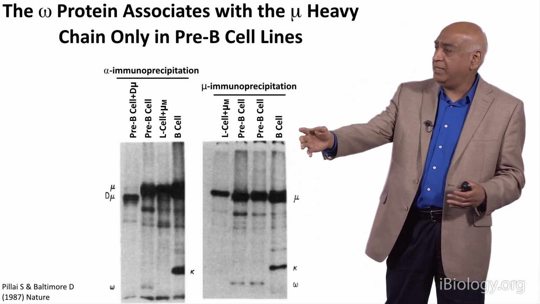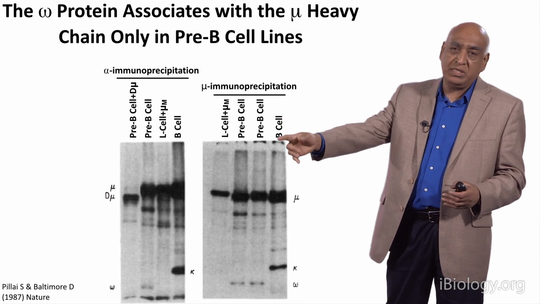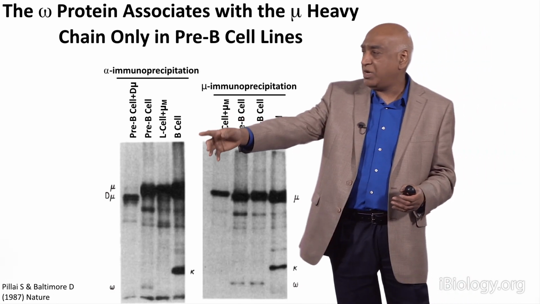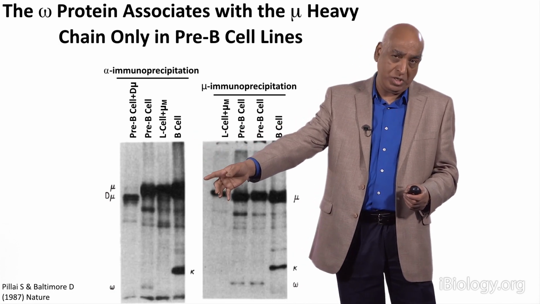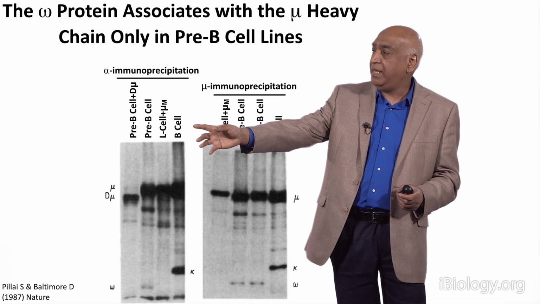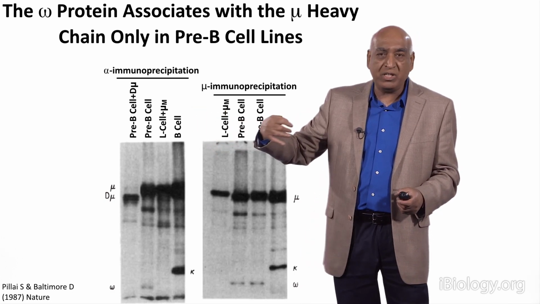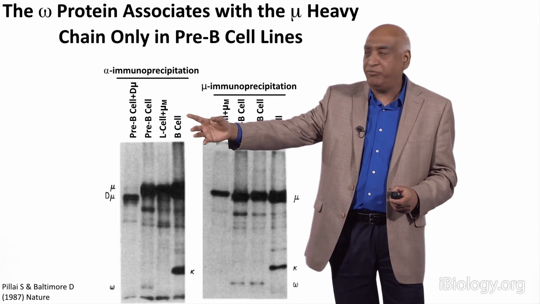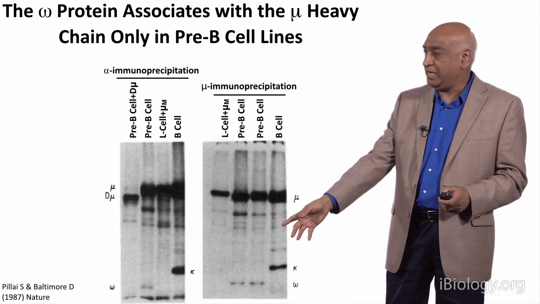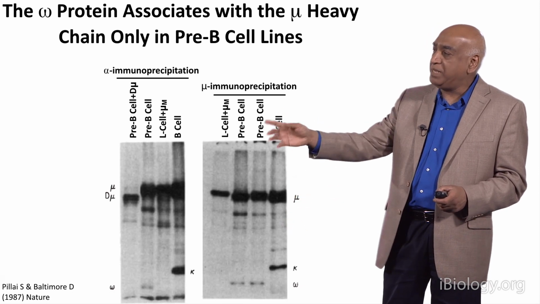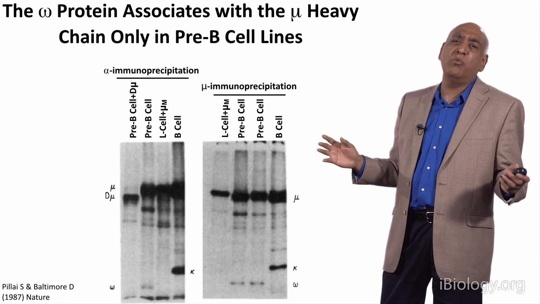And then when we looked on the other side, we have an experiment where I took a cell line which contains D-mu. D-mu is a truncated form of the mu heavy chain. It did not contain that protein. I looked at another cell line called an L cell. It's a fibroblast, which I had transfected with the membrane form of mu. So it has the mu heavy chain, but it does not have any light chain. So only the pre-B cells had this other protein, which we called omega.